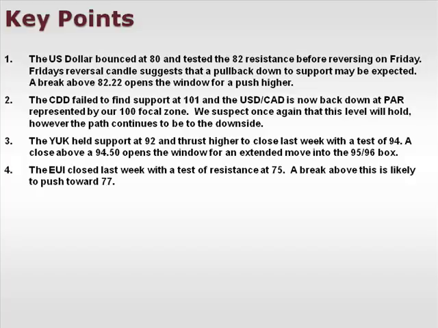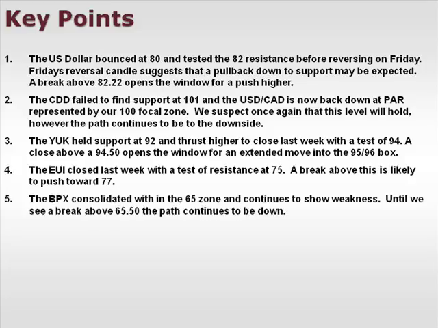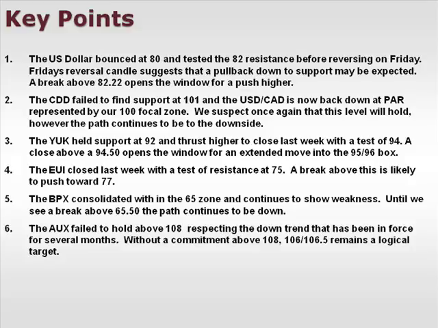The EUI closed last week with a test of resistance at 75. A break above this is likely to push towards 77. The BPX consolidated within the 65 focal zone and continues to show weakness. Until we see a break above 65.5, the path continues to be down for the U.S. dollar against the pound. The AUX failed to hold above 108, respecting the downtrend that has been in force for several months without a commitment above 108. 106, 106.5 remains a logical target.